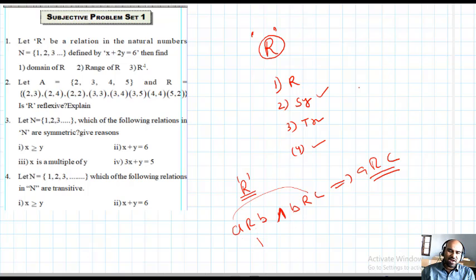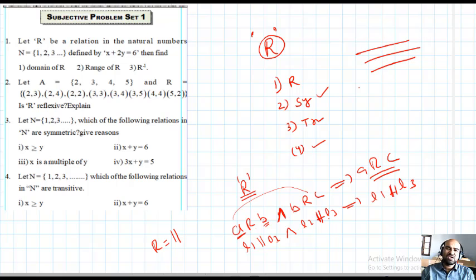For example, instead of R you want to take parallel. Checking for parallel. So instead of small a, I can write L1, and instead of B I can take L2, and instead of C, L3. Is the statement true: L1 parallel to L2 and L2 parallel to L3 implies L1 parallel to L3?